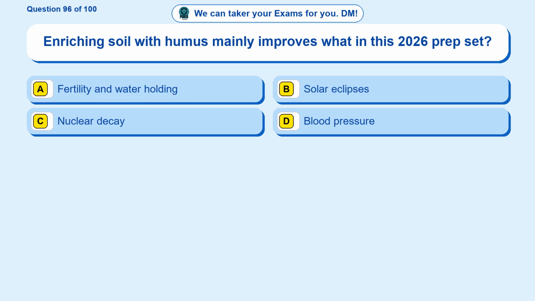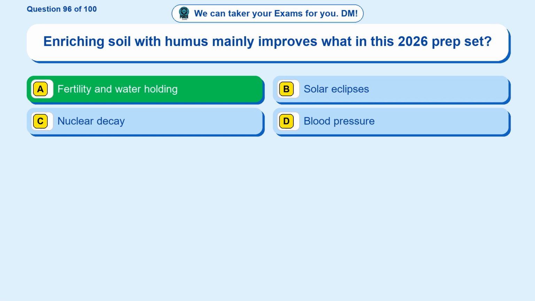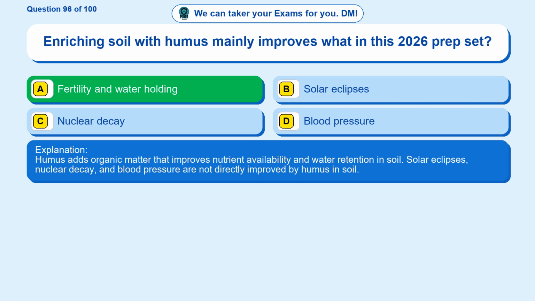Question 96. Enriching soil with humus mainly improves what in this 2026 prep set? Option A, fertility and water holding. Option B, solar eclipses. Option C, nuclear decay. Option D, blood pressure. The correct answer is option A, fertility and water holding. Humus adds organic matter that improves nutrient availability and water retention in soil. Solar eclipses, nuclear decay, and blood pressure are not directly improved by humus in soil.